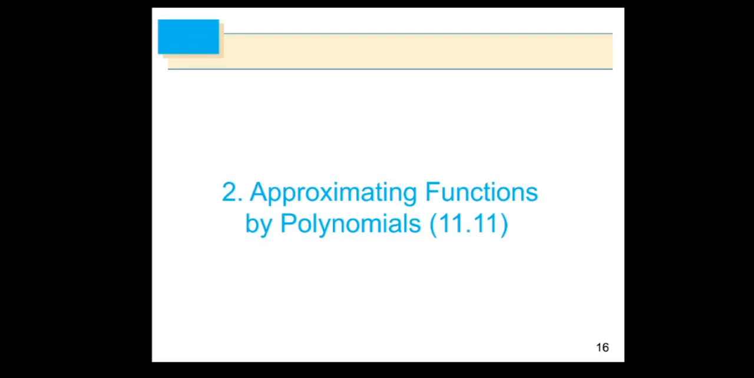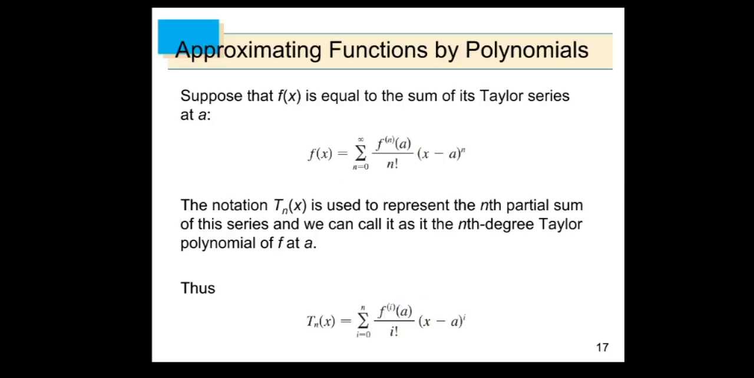All right, now talking about approximating functions by polynomials. Suppose that we have f of x equal to the sum of the Taylor series, and we write it in the form of sigma f n prime of a divided by n factorial times x minus a to the power n. The notation T sub n of x is used to represent the nth partial sum of the series, and we call it the nth degree Taylor polynomial of f at a, as we just discussed in our previous slides.